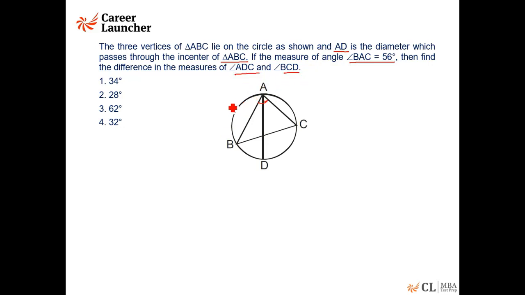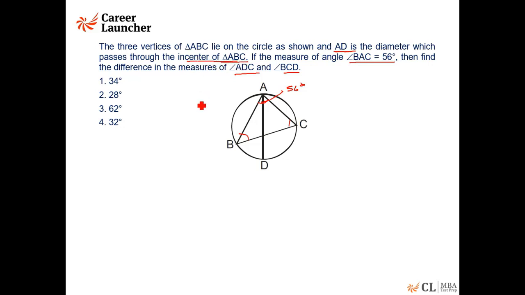Okay. First thing, we know angle BAC is 56 degrees. Do we know anything about these angles? No. Is there any condition given? The only condition given is that AD is the diameter which passes through the incenter of triangle ABC.